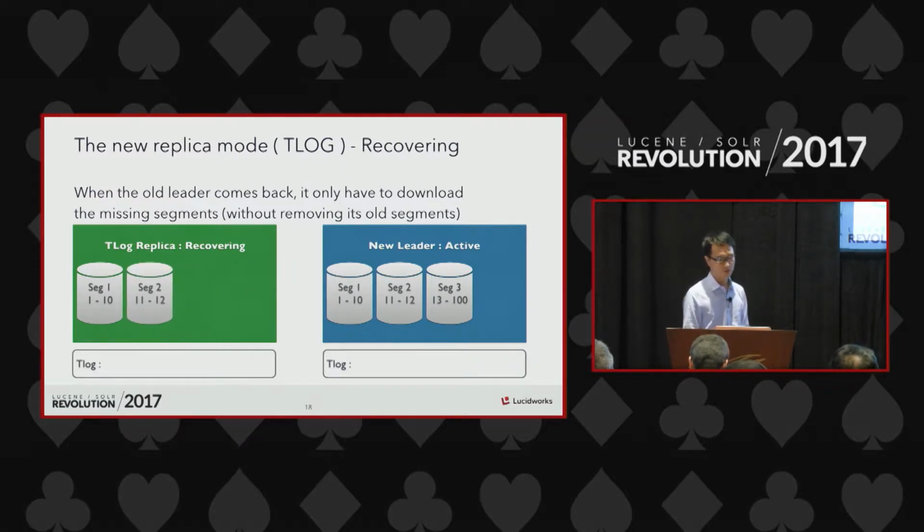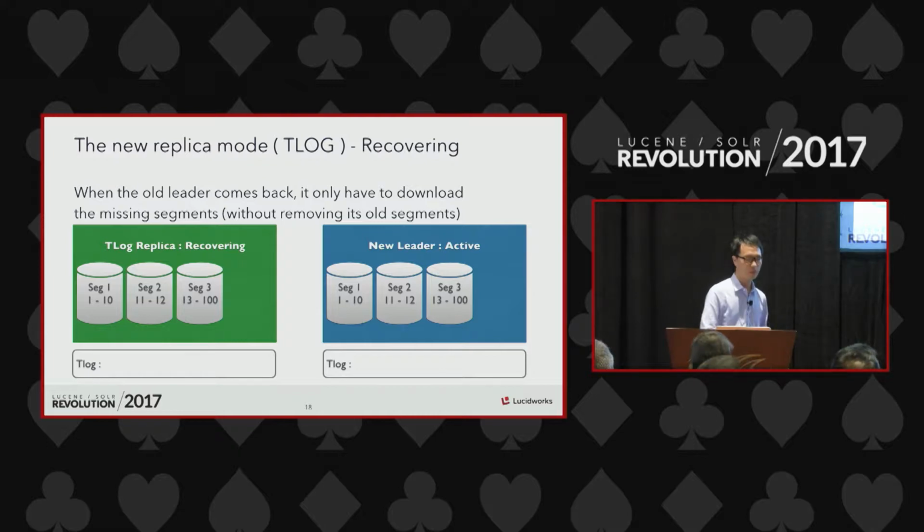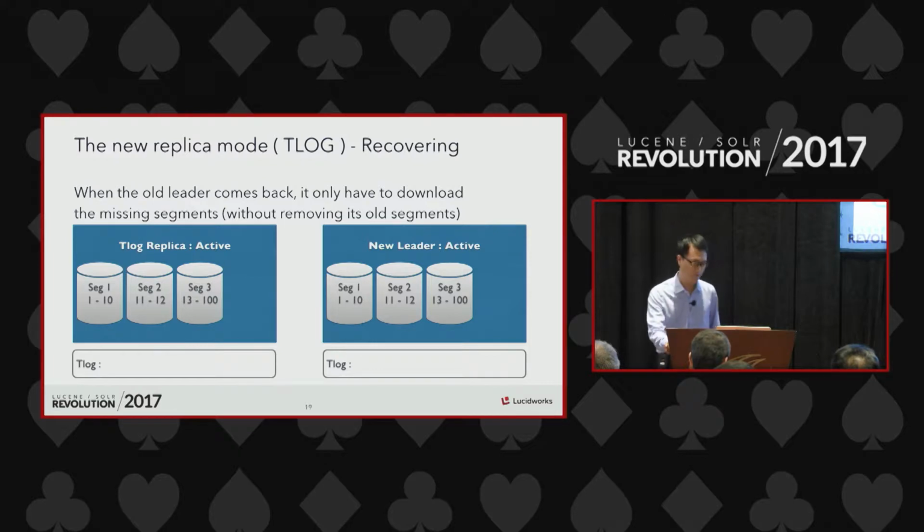So it only has to download the missing segment and reuse. So in this case, the old leader can reuse its segment 1. So that's all the process about the indexing and recovering process. So I hope you will get a sense about how new replica mode works and why we need a new replica mode. So Shalin will talk about the pros and cons of the T-log replica.